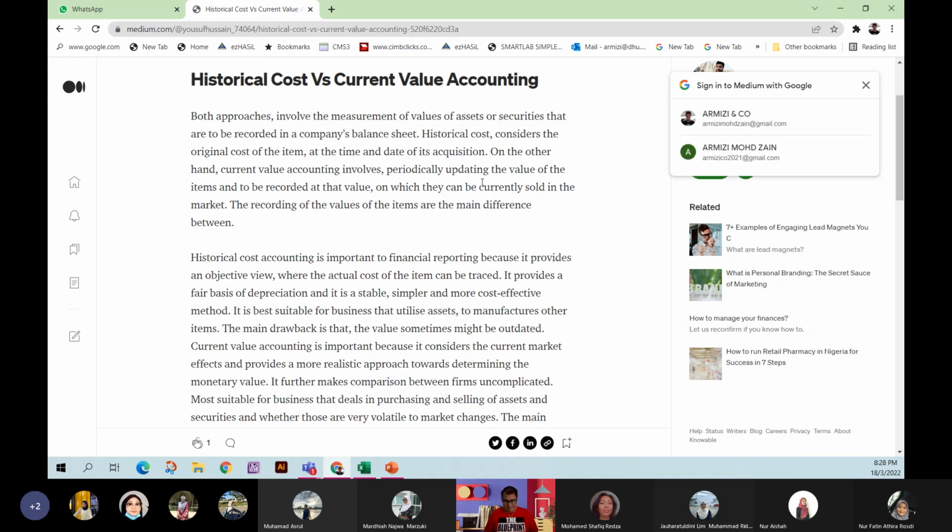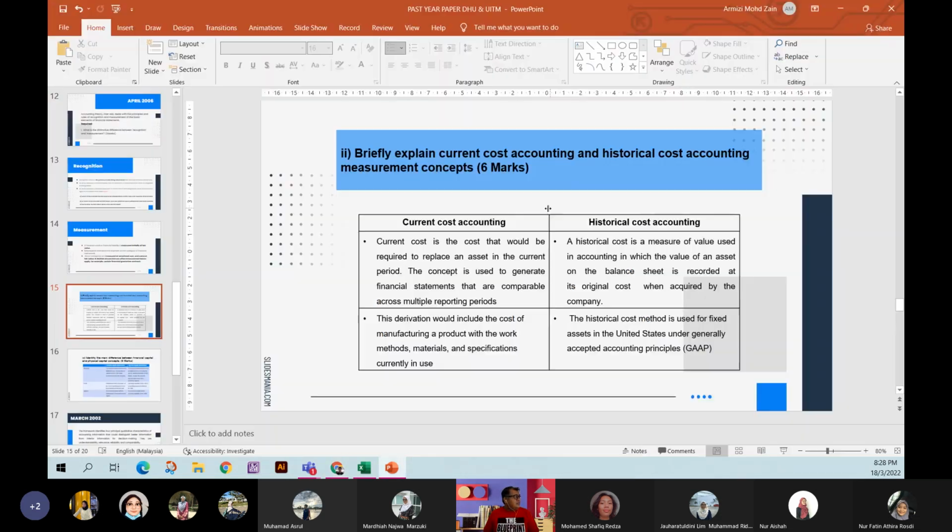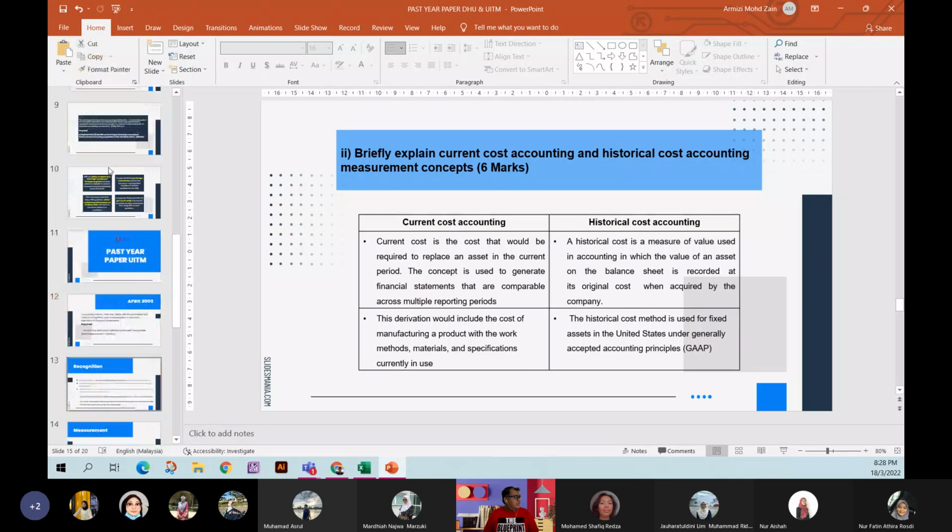sold in the market. Okay, kalau building tu 5 million, for the next 5 years jadi 6 million, you nak record 5 million ke 6 million, historical ke ataupun current market value dia. Hopefully you understand lah dia punya basic tu. So yang ni saya buka daripada dia punya presentation.